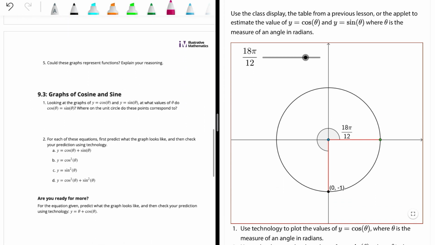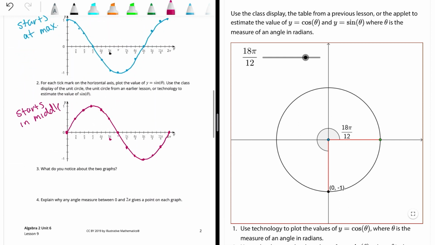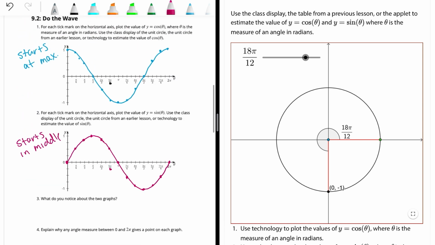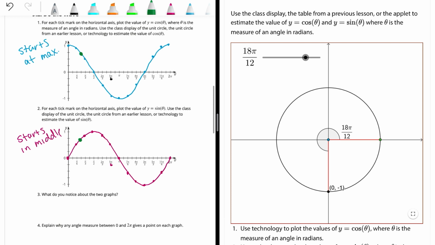All right, looking at the graphs of y equals cosine and y equals sine, at what values of theta do cosine of theta and sine of theta equal each other? So where on the unit circles do these points correspond? So at what point are the two values the same? So they're actually not quite graphed on here, but this point here is the same as this point here, because you have both that pi over 4 has that 0.71 value for both sine and cosine.